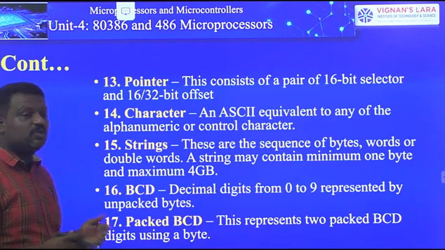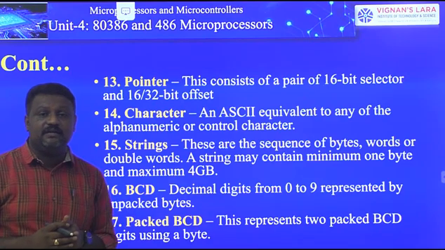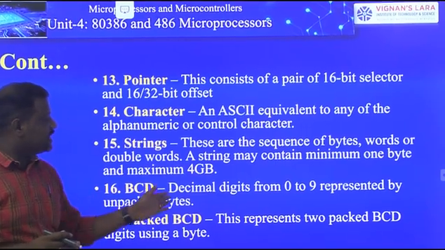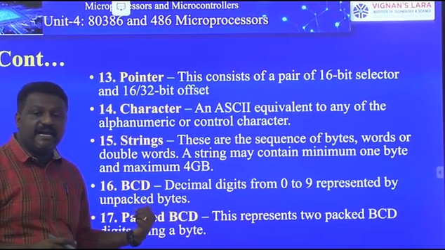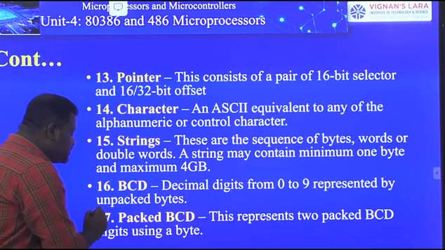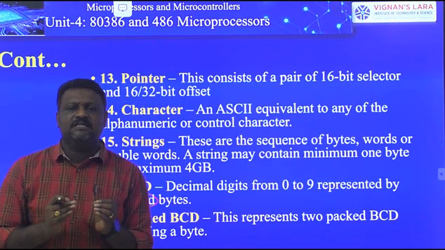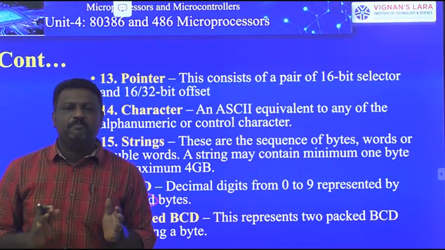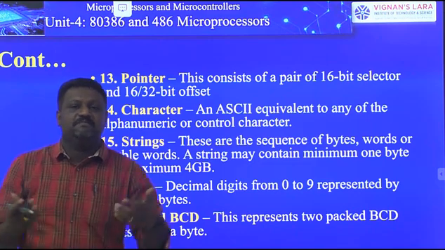And coming to the 16th one, BCD. Here the BCD indicates an unsigned, unpacked BCD. That means decimal digits from 0 to 9 are represented by unpacked bytes. Unpacked in the sense that each and every decimal digit is represented with a group of 8 binary bits. That's what we call unpacked BCD.